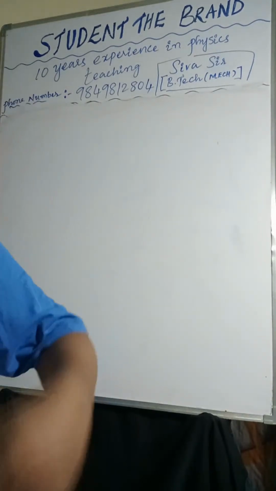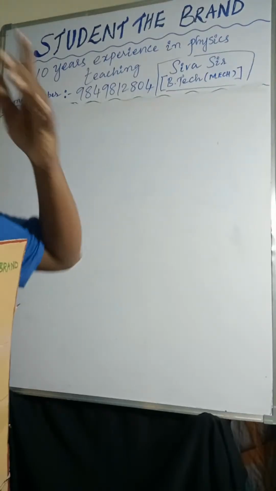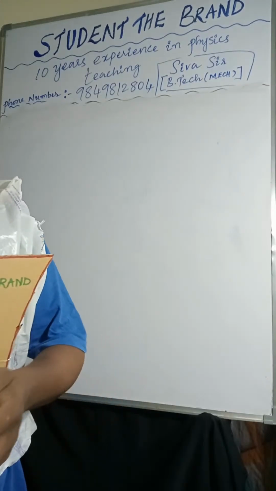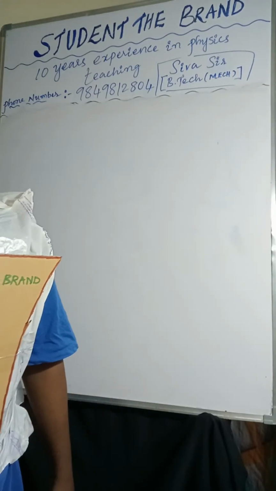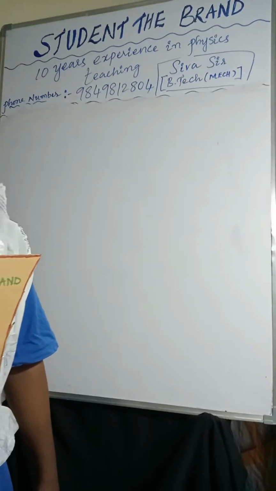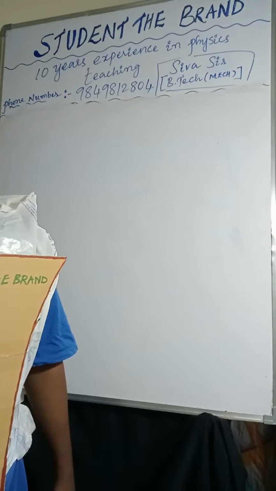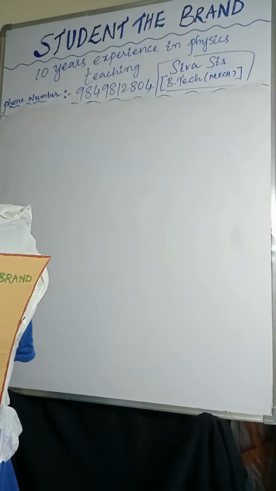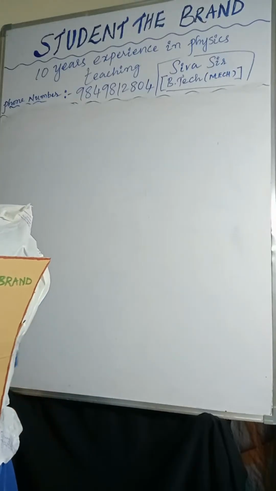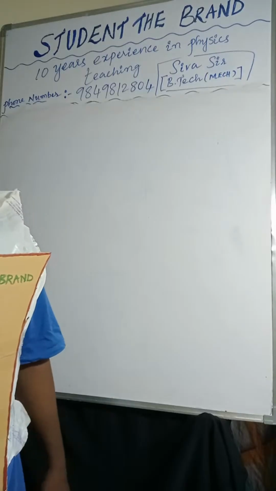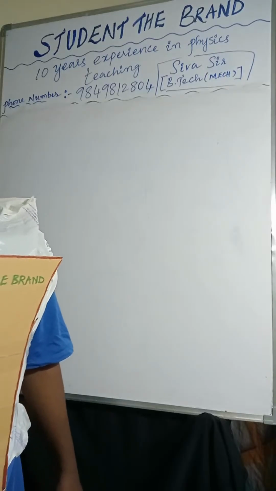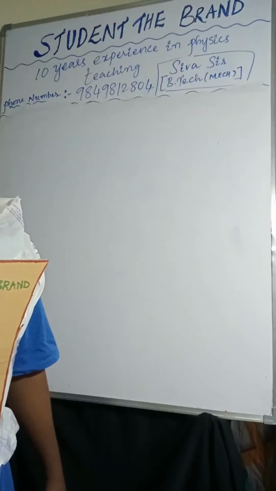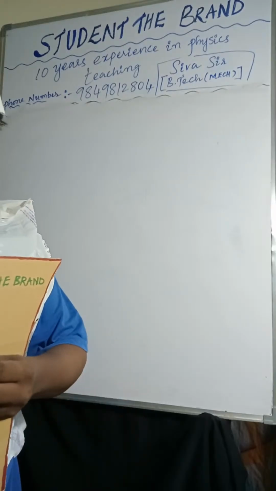Today we are going to discuss motion in a straight line. In the previous class I explained motion in a straight line: distance, displacement, velocity, acceleration. All those points were discussed. So now we are going to discuss a few more points.